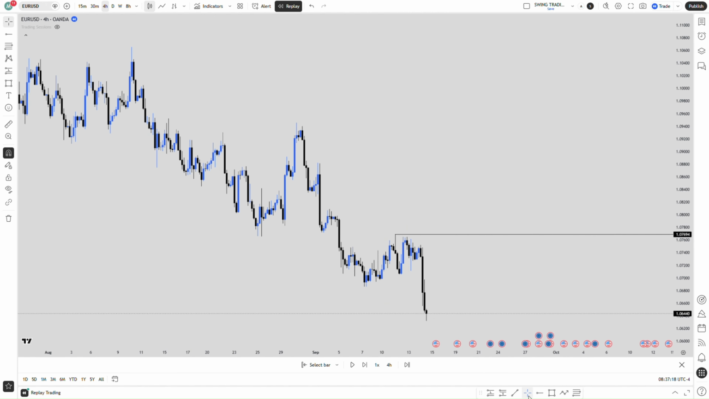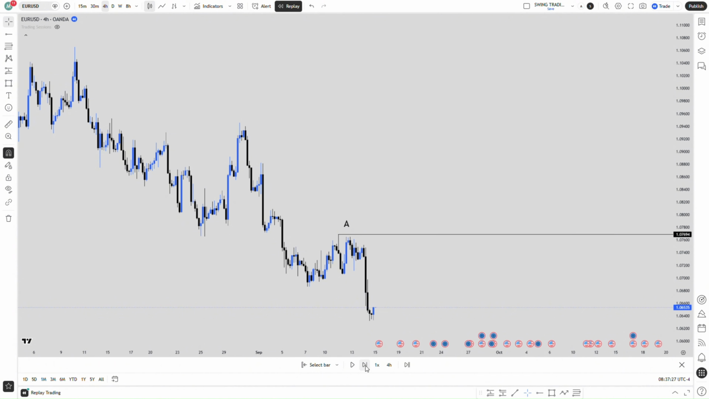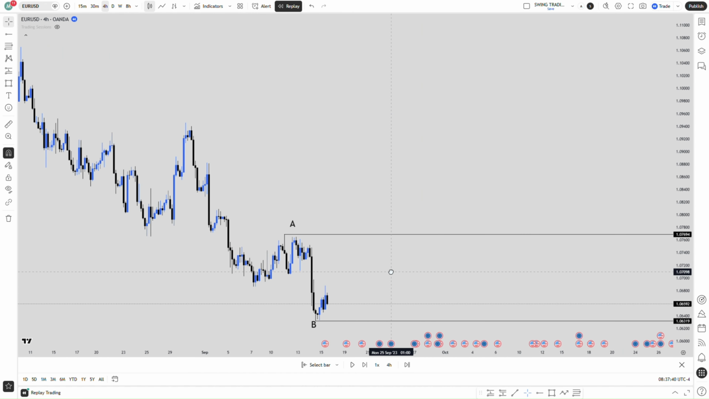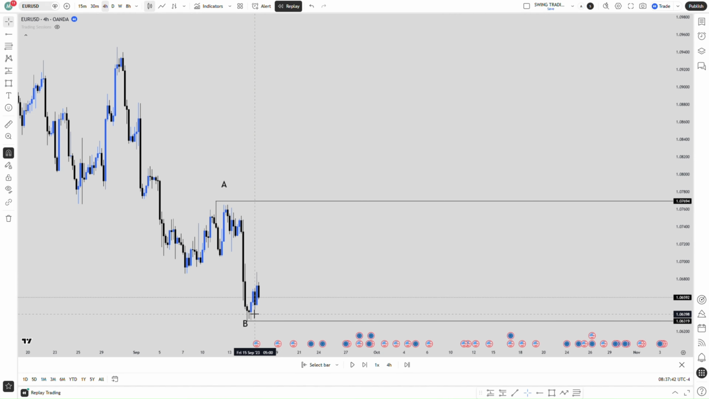From here will be our point A, while here will be our point B. So now we have our impulse leg, we have our swing low. This is our impulse leg, and we are expecting to see the market pull back into premium zones so we can take our trades.